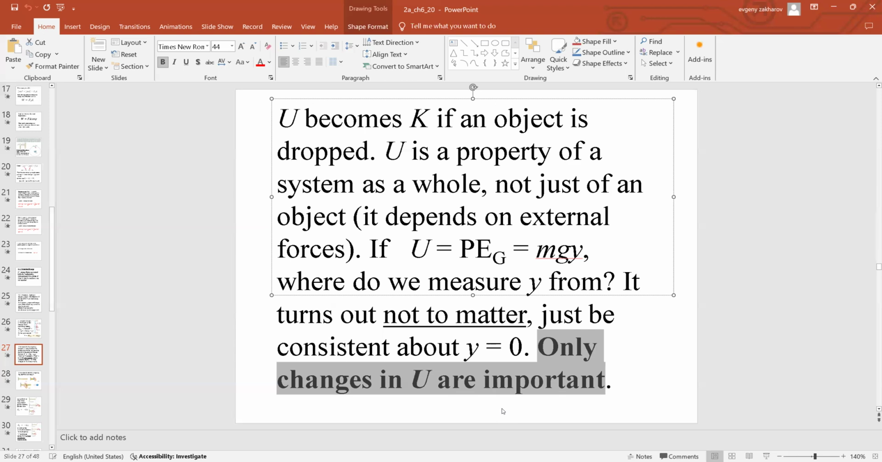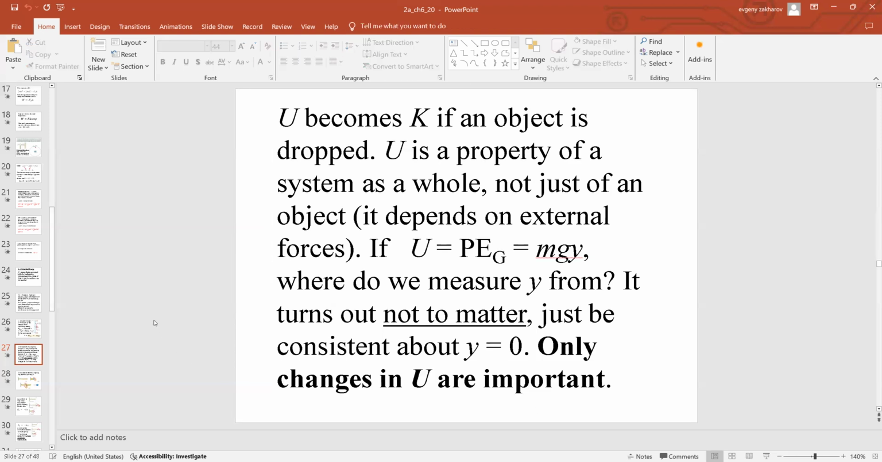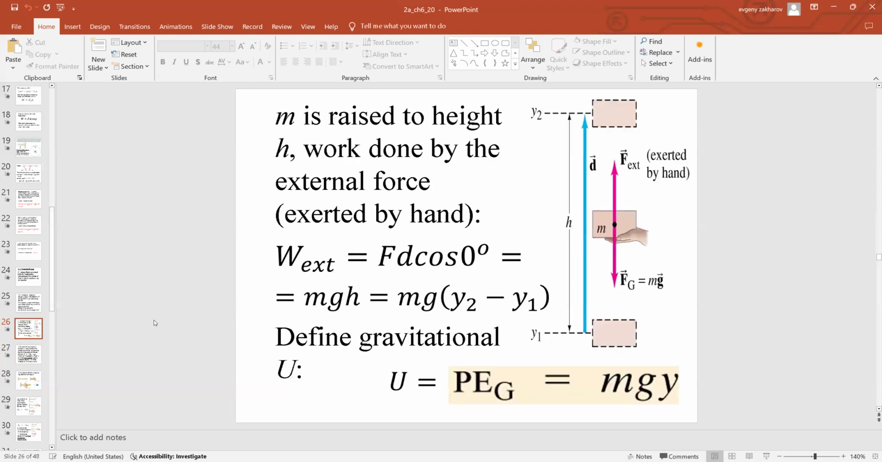So the surface of Earth is your 0 level for gravitational potential energy, and that will eliminate the most amount of negatives in your solution.